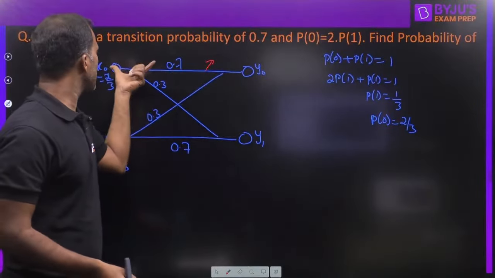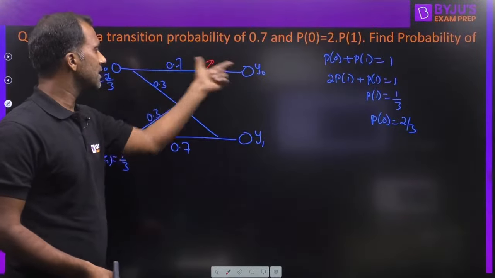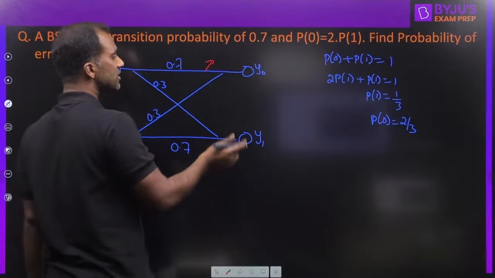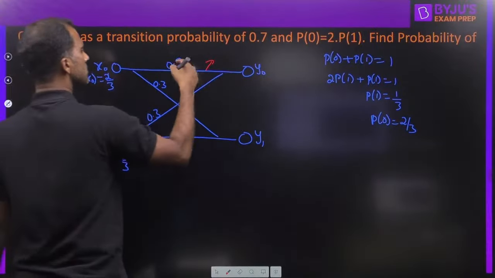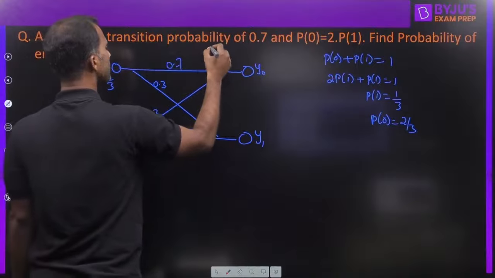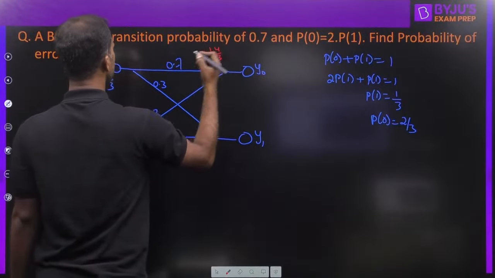In this line, what are the input and output involved? X naught and Y naught. So the intersection of those two, P of x naught intersection y naught, that probability you want. How do you get that? By multiplying these two probabilities. So 0.7 into 2 by 3 is 1.4 by 3.